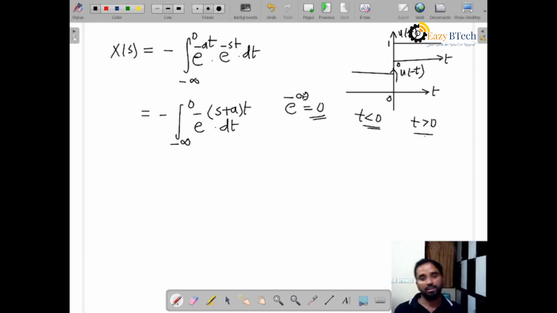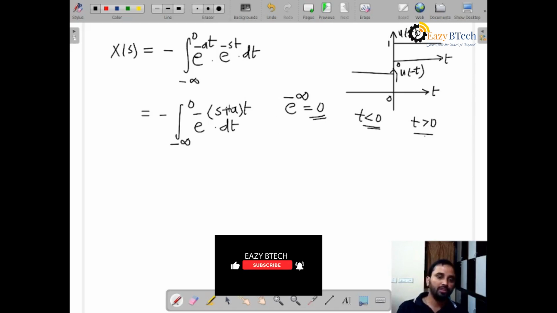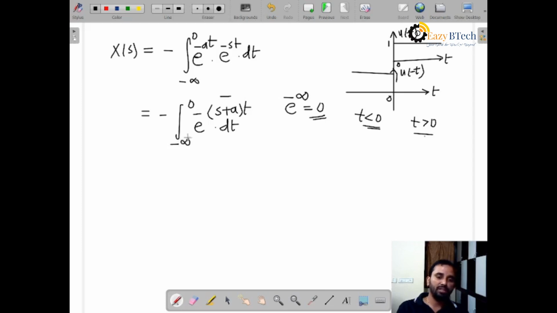We must have e power minus infinity, and that depends upon s plus a. So s plus a should be negative or positive such that e power minus infinity will be 0 after substituting the lower limit. So this s plus a must be negative, because negative times negative is positive, and the limit is minus infinity, therefore e power minus infinity, right or not? So this thinking is called the ROC. What is the ROC here? s plus a should be negative, meaning less than 0.